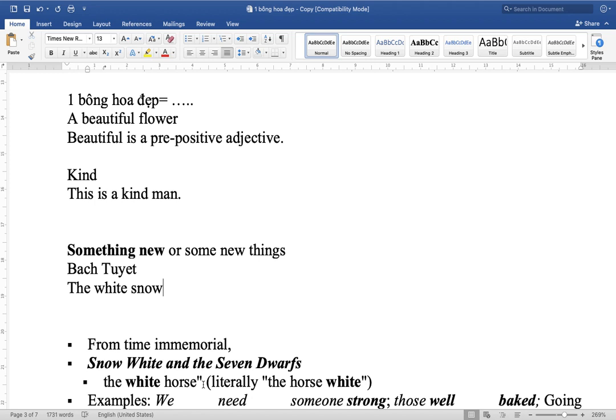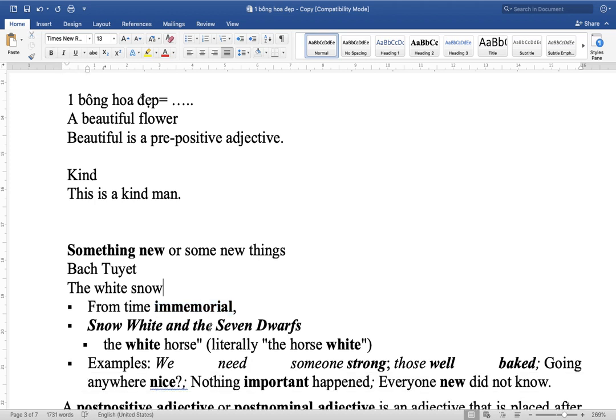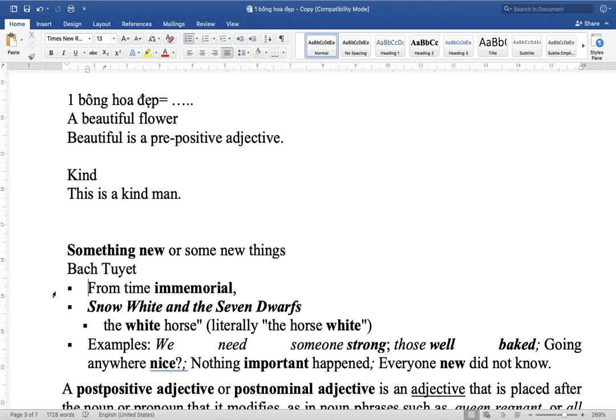So Snow White in literary, okay, or "Rome time immemorial." So this is long times ago, and we use this one adjective to modify here. We don't write "Rome immemorial time." No, need to be careful. So Snow White, that's not "the white." Okay, so this is a literary work, the white horse, but literally we use the horse white, bạch mã hoàng tử. Okay, the horse white, instead of using that in the literary one.